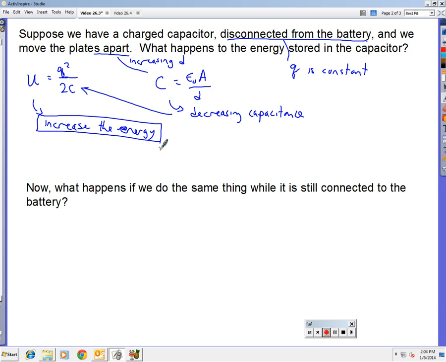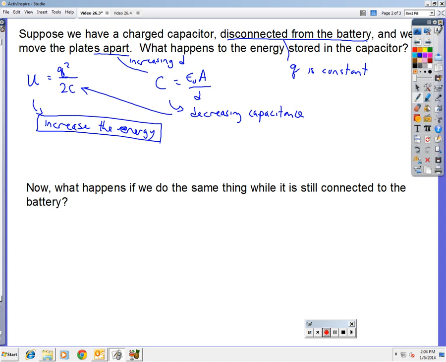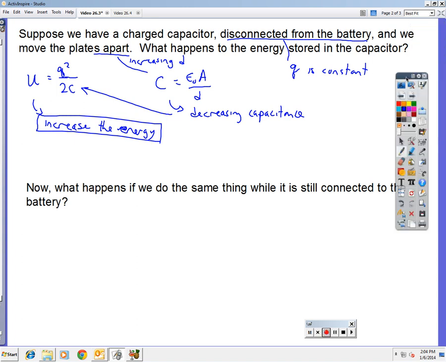Where do you think that energy came from? I'm not going to tell you now. We'll discuss that in class tomorrow. But think about where that energy came from. You're separating the plates in the capacitor. Somehow, the energy stored in the capacitor increases. Did we just violate conservation of energy? Hint, the answer is no. But see if you can figure out why it doesn't violate that.